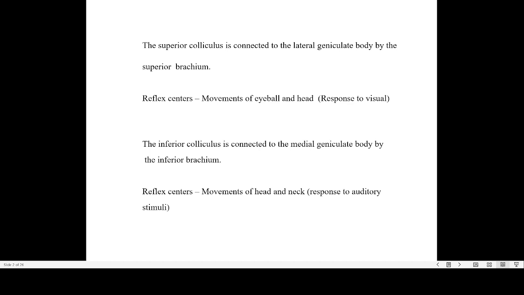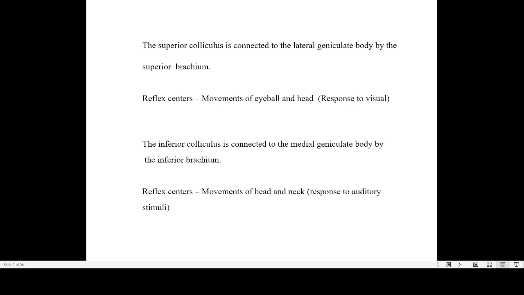That means if anybody comes and knocks at the door, immediately what happens is your eyes move towards the door side to see who the person is. So that is the reflex center related to the movement of the eyeball and head.